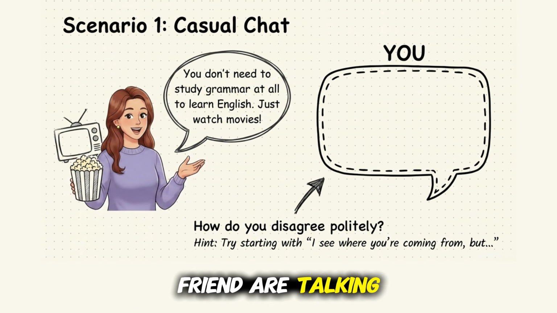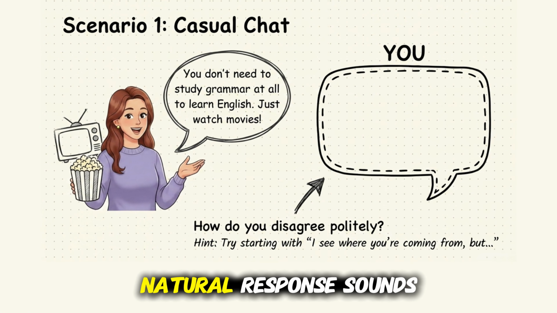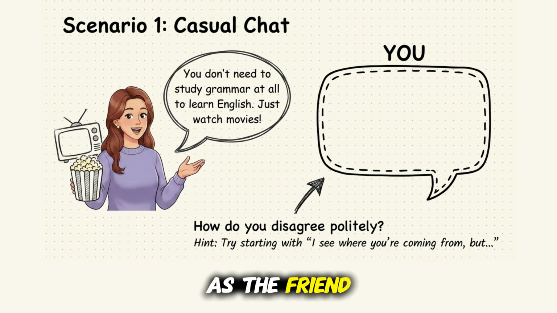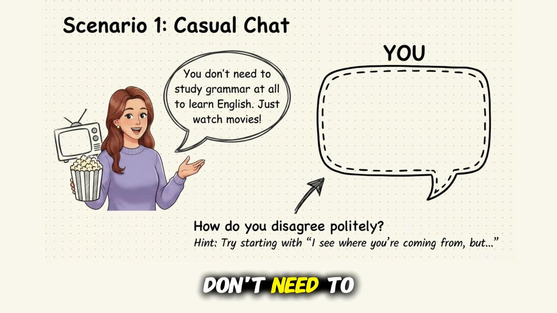All right, everyone, here's the situation. You and a friend are talking about learning English. Your friend says something you disagree with. Listen to what Anna says, and then pause the video and try to disagree politely. Then we'll show you what a natural response sounds like. As the friend: Honestly, I think the best way to learn English is just to watch American movies with subtitles. You don't need to study grammar at all. Okay, pause. What would you say here? Try one of our phrases. I see where you're coming from, but, or that's a fair point, but I think, go ahead.